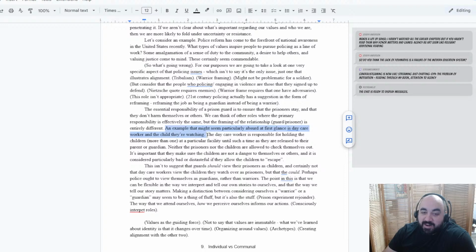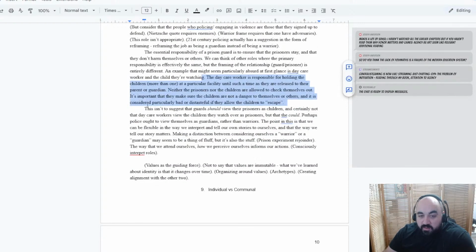The daycare worker is responsible for holding the children, more than one, at a particular facility at such a time as they are released to their parent or guardian. Neither the prisoners nor children are allowed to check themselves out. It's important to make sure that the children are not in danger to themselves or others, and it is considered particularly bad or distasteful if they allow the children to escape. This isn't to suggest that guards should view their prisoners as their children, and certainly not that daycare workers should view the children they watch as prisoners, but simply that they could.